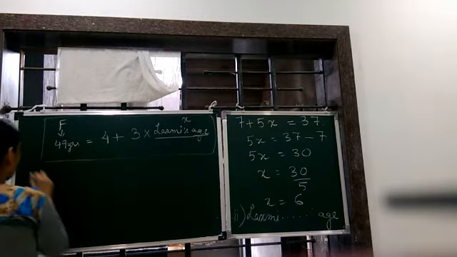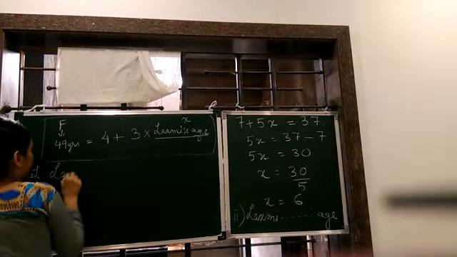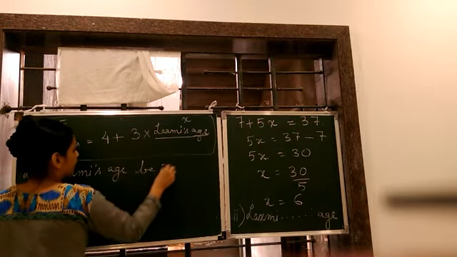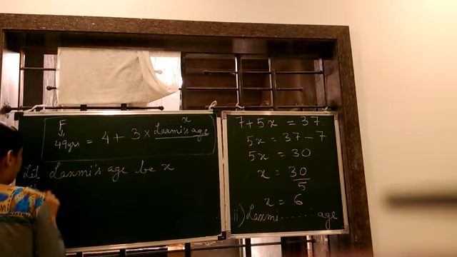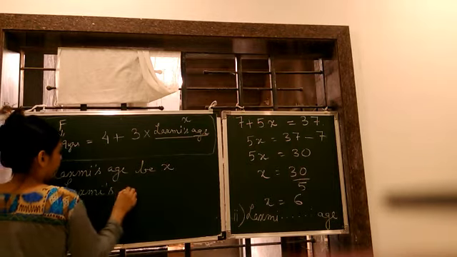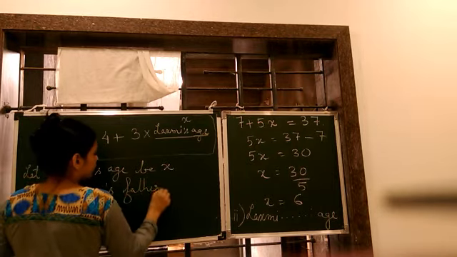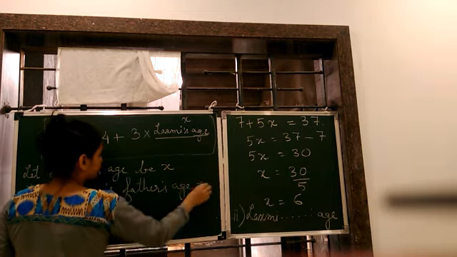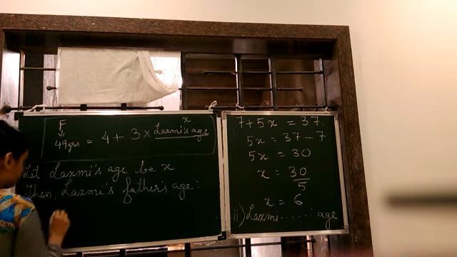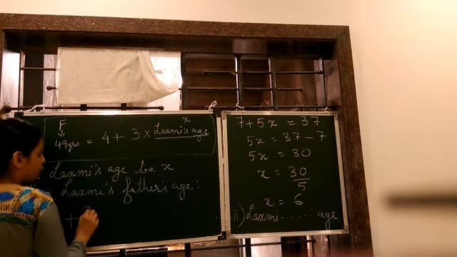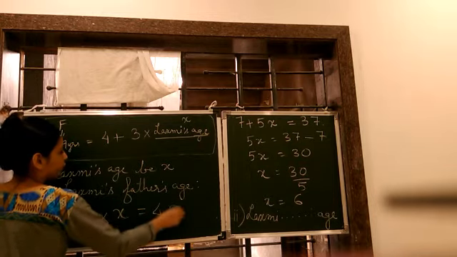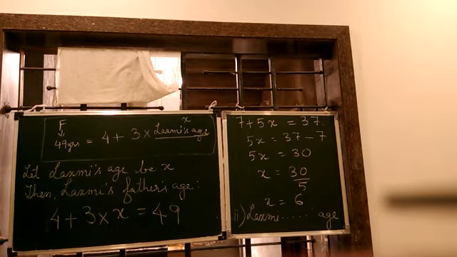We are going to solve now. Let Lakshmi's age be x. Then Lakshmi's father's age is equal to how much? 4 more than 3 times Lakshmi's age, which is equal to 49. Here, Lakshmi's father's age. Okay.